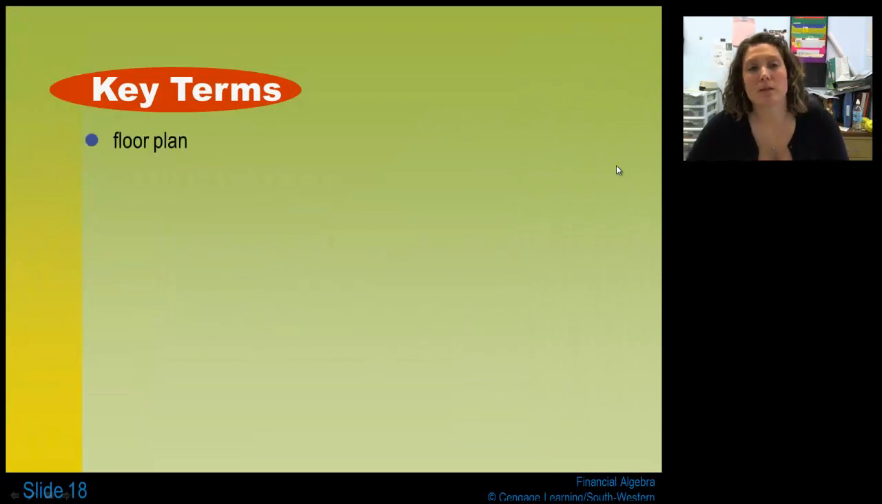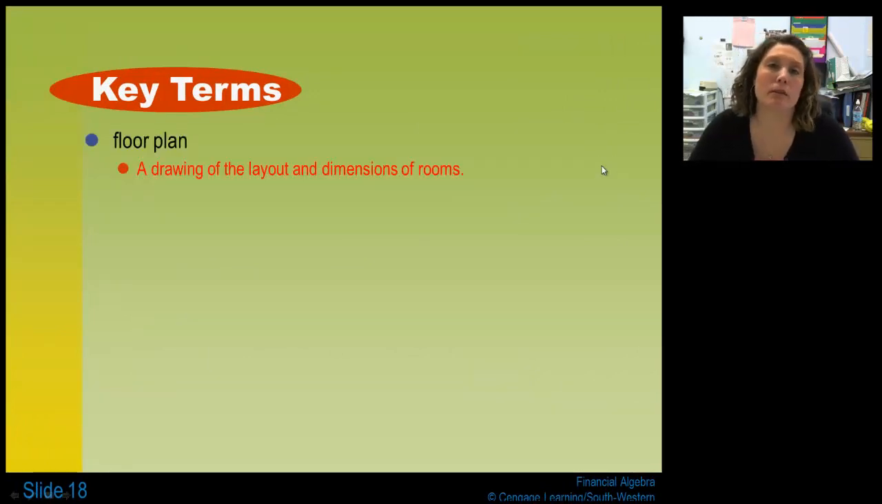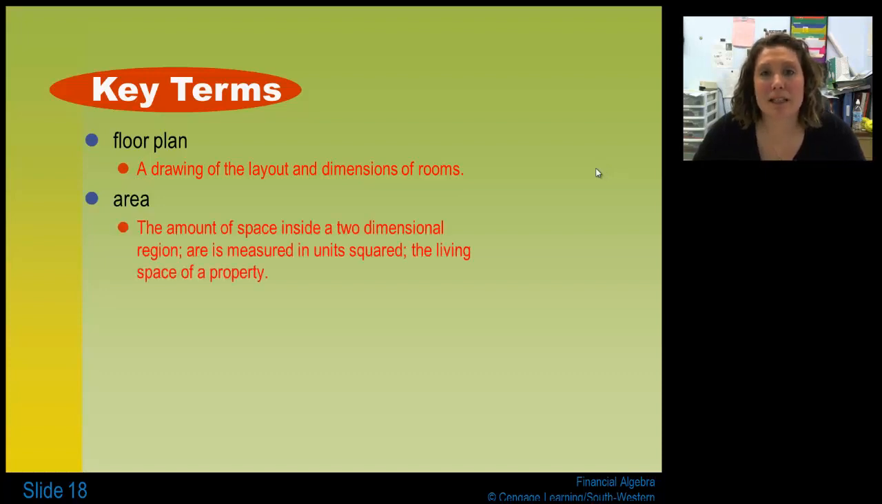So, key terms, as always, floor plan. This is a drawing of the layout and the dimensions of a room. So it shows how the floor plan is going to look, and it's going to show the dimensions of each of the rooms in there. Area, this is the space inside 2 dimensions. It is always measured as units squared, so feet squared, inches squared, meters squared. It's also called the living space of a property.